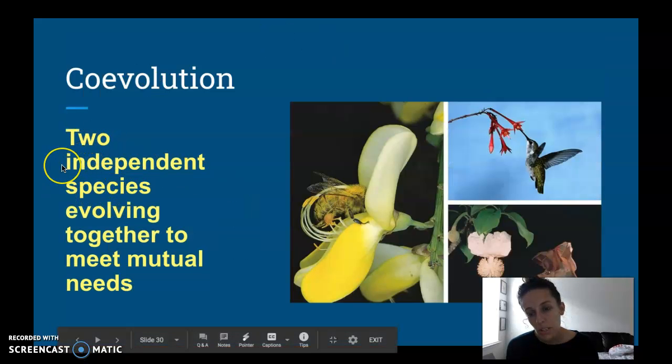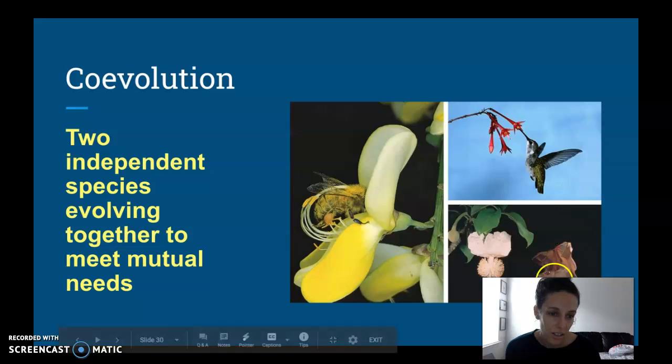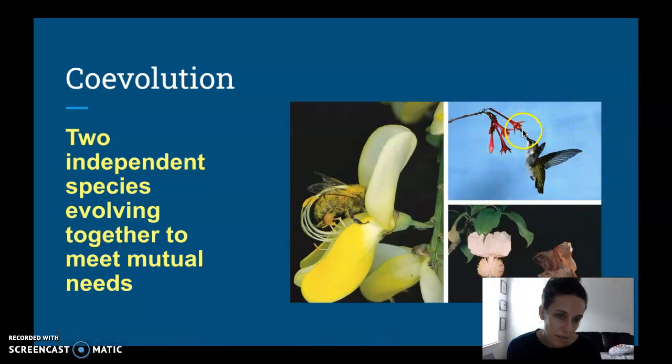Coevolution is when two independent species evolve together to meet mutual needs. So in this example, we have things that need to be pollinated, aka plants, and then we have pollinators. So let's look at this hummingbird. Hummingbirds have adapted and evolved to have this really narrow beak and a really long tongue, disproportionately long to their body. And these flowers have evolved to have really long bases at the bottom of the flower.